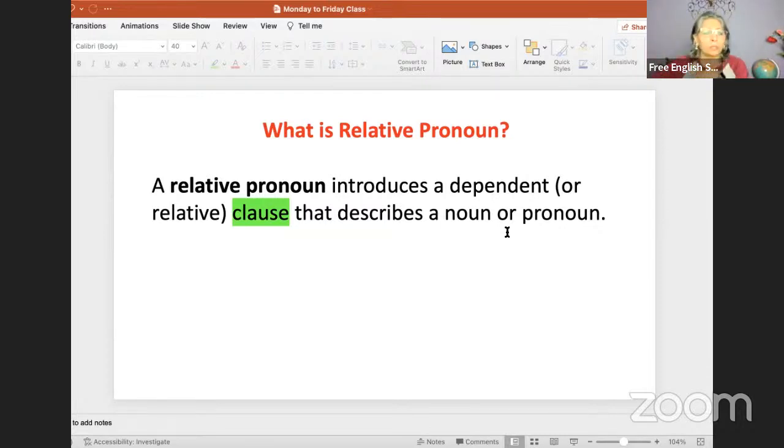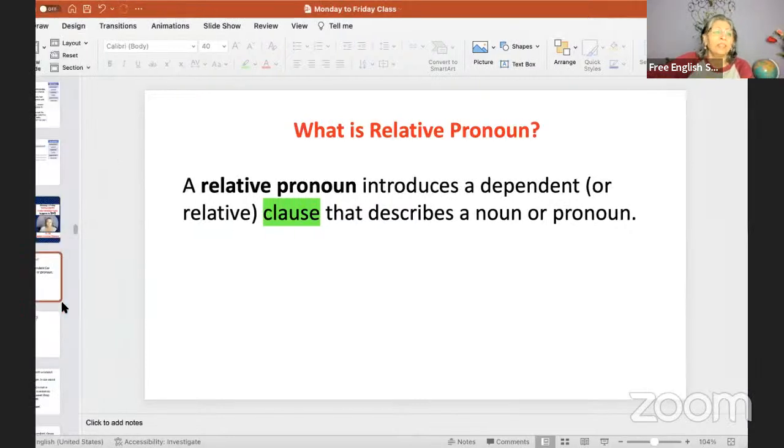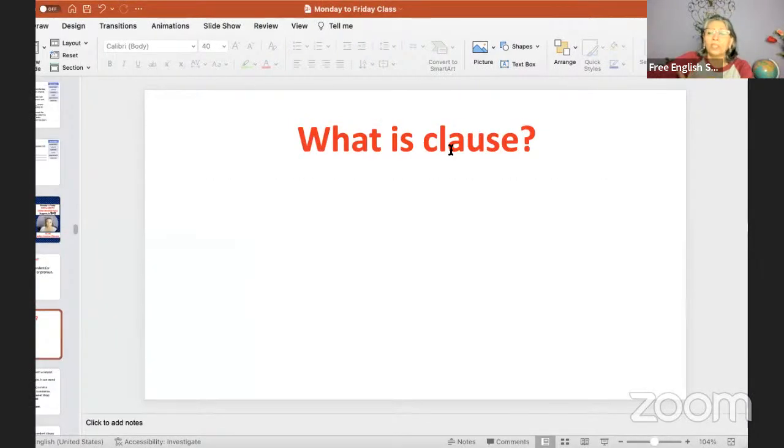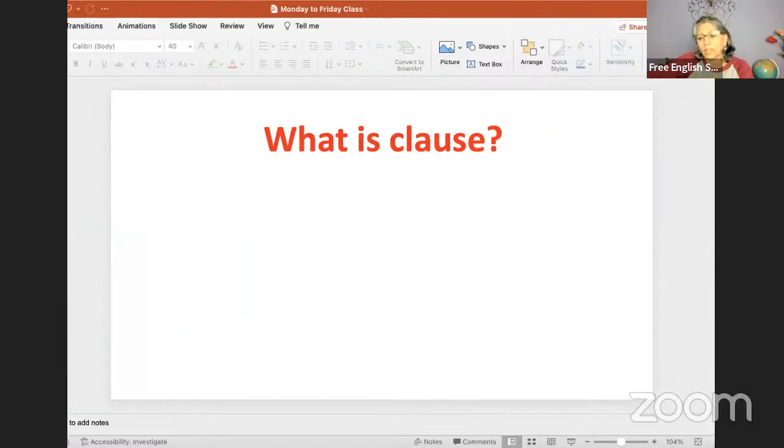Okay, so now, what is a clause? Let's talk about clause. What is a clause? I hope many of you know. Let's see. Let me ask you actually.